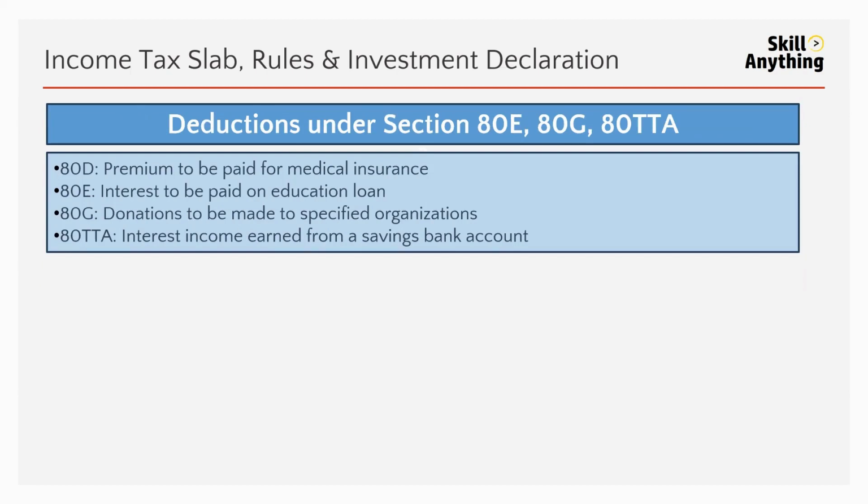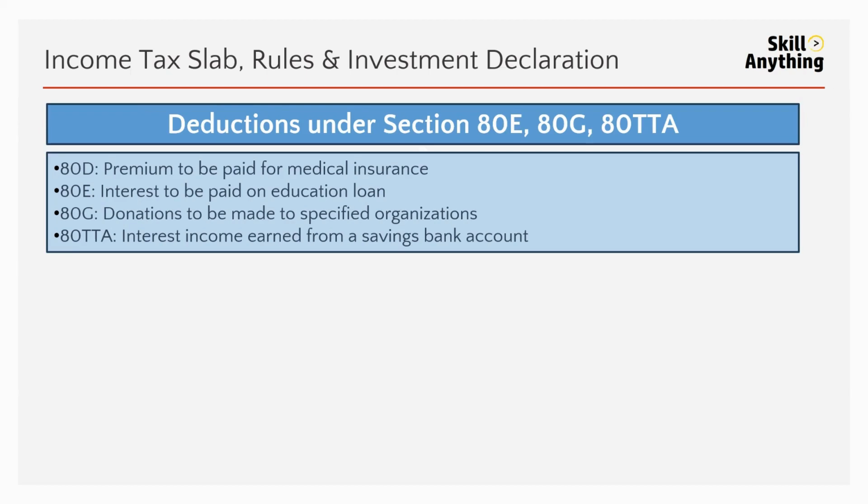Deduction under Sections 80E, 80G, and 80TTA. 80D is the premium you have paid for medical insurance. 80E is for interest paid on an education loan. 80G is for donations you have made in the financial year; then you take a deduction in the tax by filling in 80G. 80TTA is for interest income earned from a savings account, which is also a deduction.